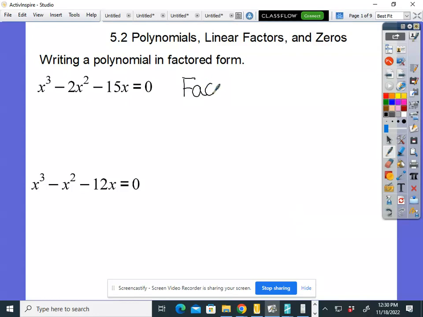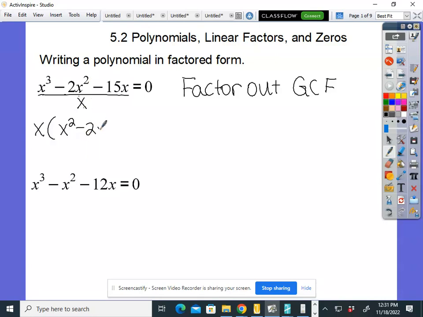Factor out the greatest common factor. All of these things have an x. So we're going to divide by x. But that x doesn't just disappear. We put it on the outside. We're going to be left with x cubed divided by x is x squared. Negative 2x squared divided by x is negative 2x. Negative 15x divided by x is negative 15.